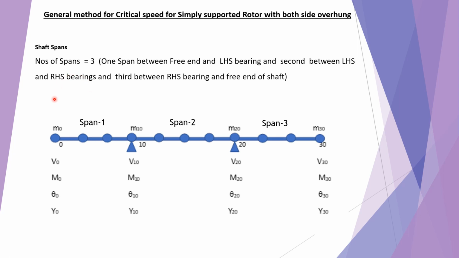If you see the rotor with both side overhung, it has three spans. Span number 1 is between the left hand side overhung and the bearing. That means station number 0 to station number 10 is called span 1. Then between the bearings, this is span number 2, designated as station number 10 to station number 20. Now the other overhang on the right hand side, station number 20 to station number 30, is span number 3. So in this arrangement we have three spans: span 1, span 2 and span 3.